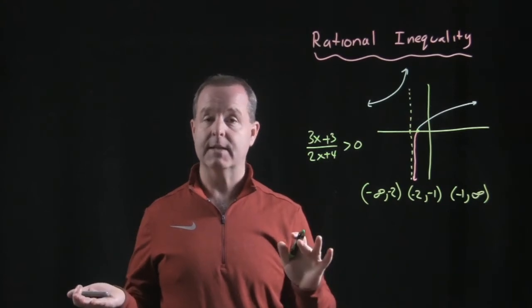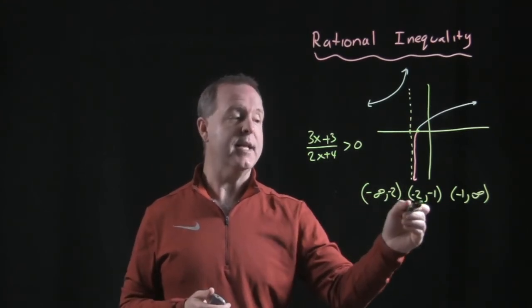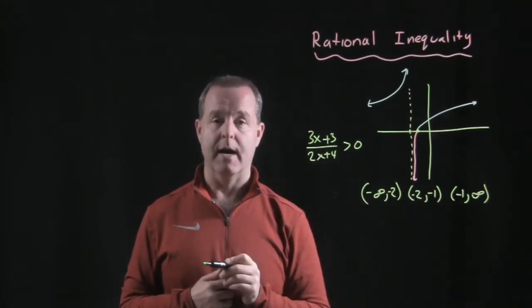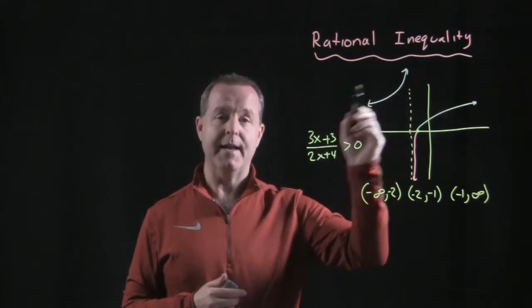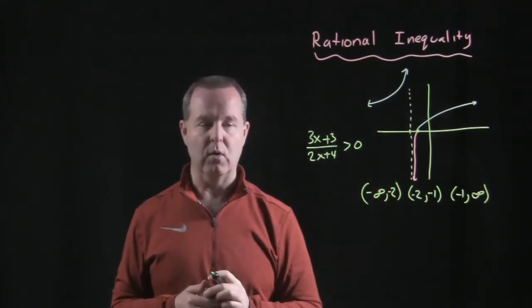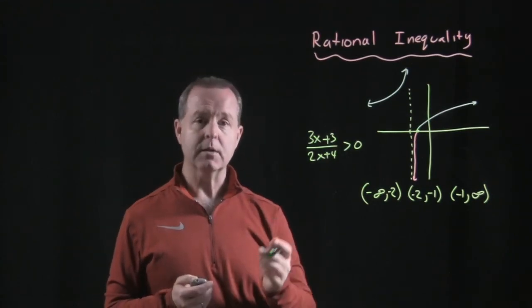And then from there, our process will be the same. We'll test in each section if this is true or not. If it's true, we'll light that up on our graph. If it's false, we won't light it up. So let's look at an example.